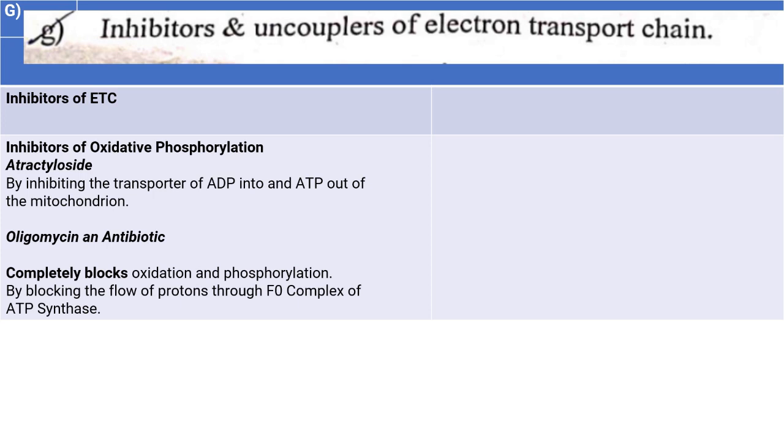Then the inhibitors of oxidative phosphorylation: it is atractyloside, which inhibits the transport of ADP into and ATP out of the mitochondria. And oligomycin, which is an antibiotic that completely blocks oxidation and phosphorylation by blocking the flow of protons through the F0 complex of ATP synthase. तो कौन सा completely block करता है? That is oligomycin, that is an antibiotic.